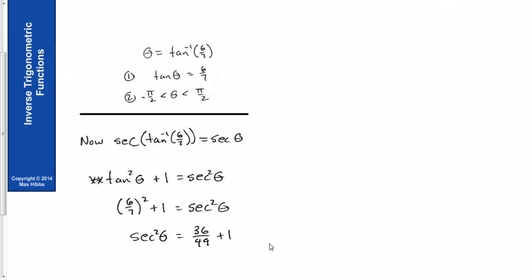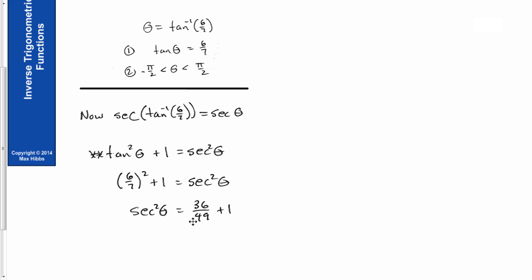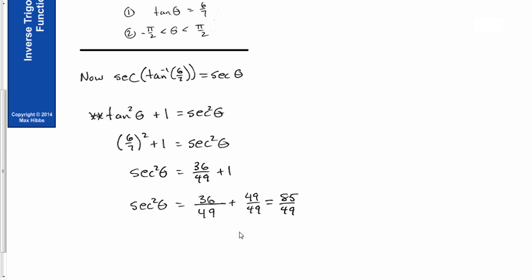And of course, here's what I'm doing. I did a couple of steps all at once here. I actually reversed the order of the equation, so I have my secant on the left side. And of course, I squared 6/7, which is 36 over 49. So secant squared theta is 36 over 49 plus 1. And of course, 1 could be written as 49 over 49. And so when I add 36 over 49 and 1, I get 85 over 49.